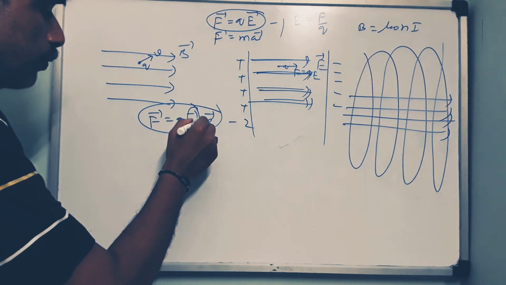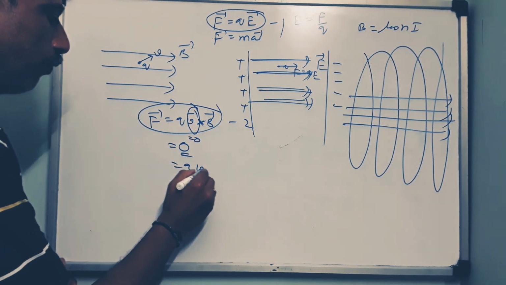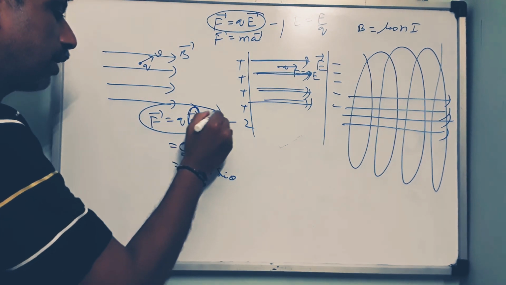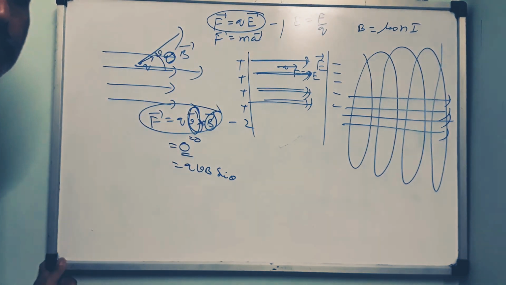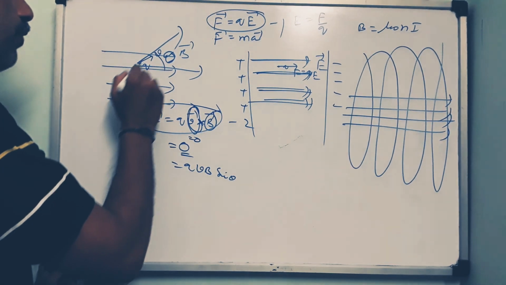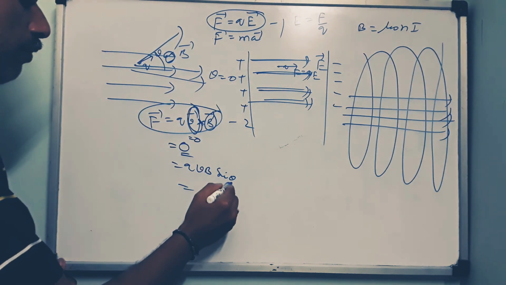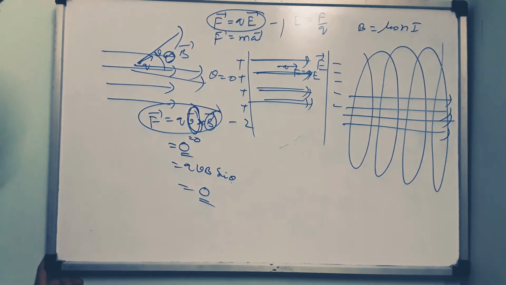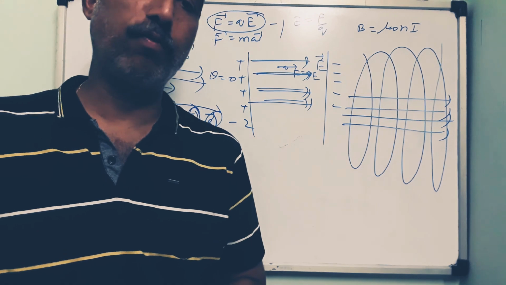And here there is a cross product, children. A cross B equals AB sin theta. That is QVB sin theta. What is theta? Theta is the angle between the velocity vector and the field vector. If by chance the velocity is given in this direction, theta will become 0. So sin 0 will become 0, and the entire equation will become 0. So the first thing is the charge at rest experiences zero force.